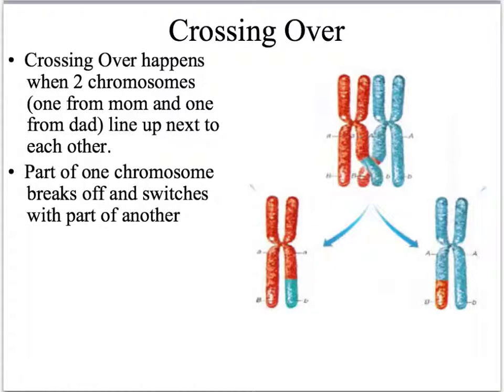The second key concept that takes place in meiosis is that of crossing over. Remember that crossing over happens when two chromosomes, one from your mom and one from your dad, line up next to each other during meiosis. Part of one chromosome breaks off and switches with part of another.